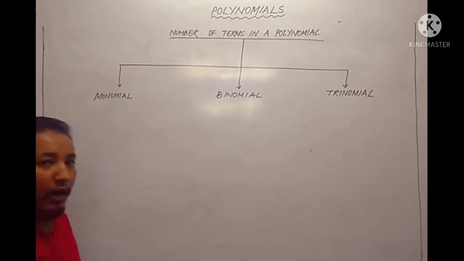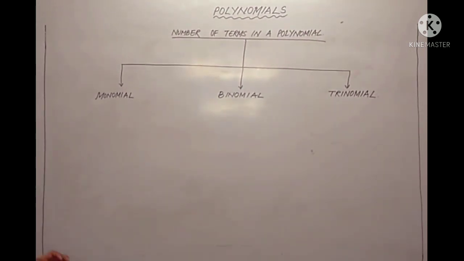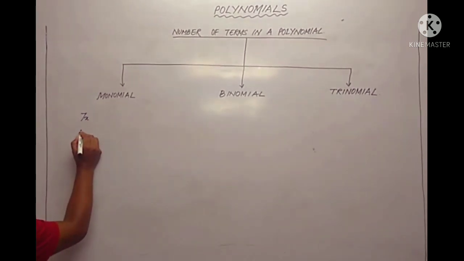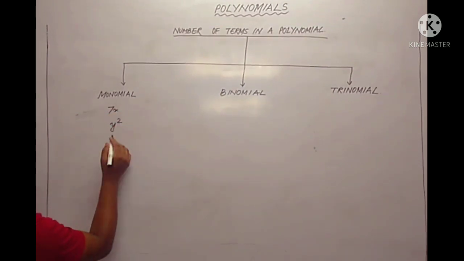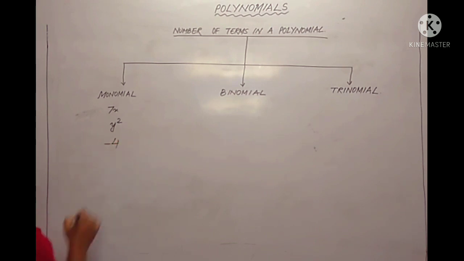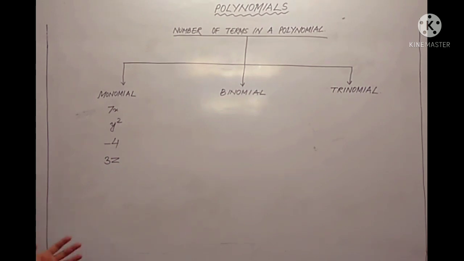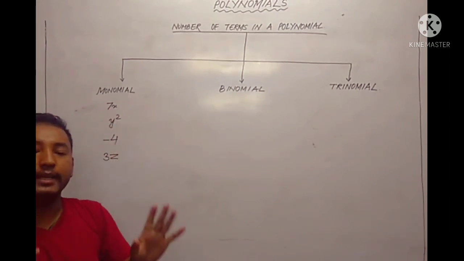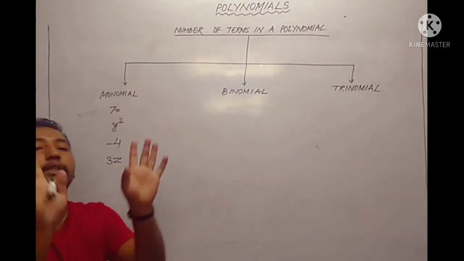Now what is a monomial? A monomial is a polynomial which contains only one term. Example I can give you: you have 7x, you can have y square, you can have minus 4 only, you can have 3z, any term, any numerical value or a variable, but only one term. That is a monomial. A monomial is a polynomial which consists of only one term.